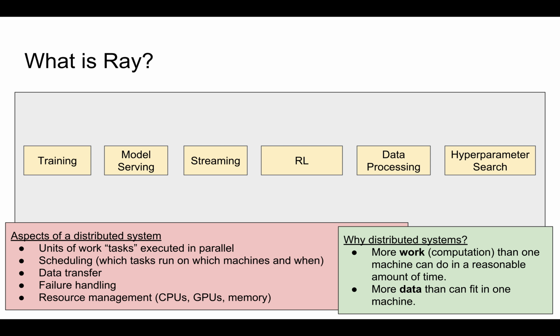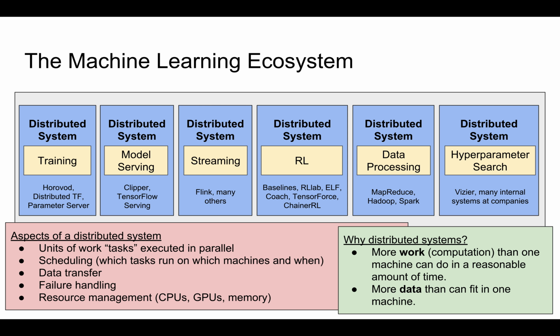So what we're trying to do with Ray is take all these blue boxes representing distributed systems and remove them, and essentially have a single distributed system layer, which we're calling Ray, and implement all these different components of the machine learning ecosystem as libraries or applications on top of a single distributed system.